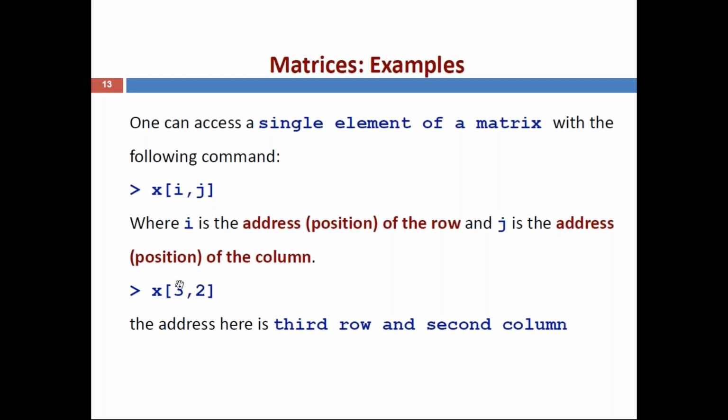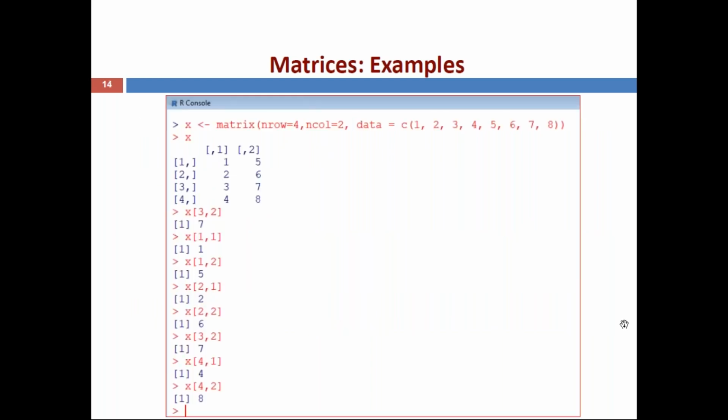For example, here you can see x of 3 comma 2 means the row value is 3, column value is 2. That means under the third row, under the second column, what is the element? So the address here is third row and second column. Now you can see the output. This is the matrix we created earlier, the same matrix. Now we are calling a particular element using the command matrix name within square brackets, the position of row and column, i comma j.